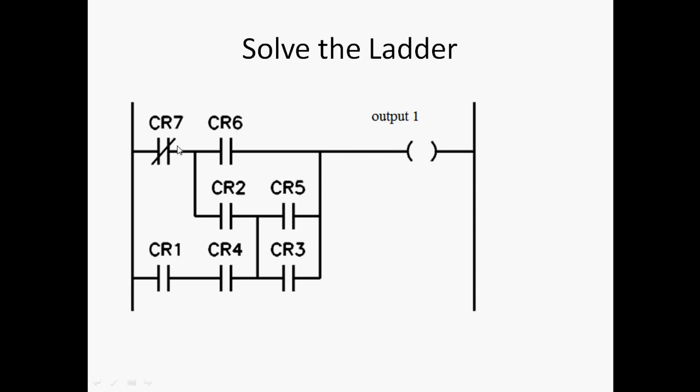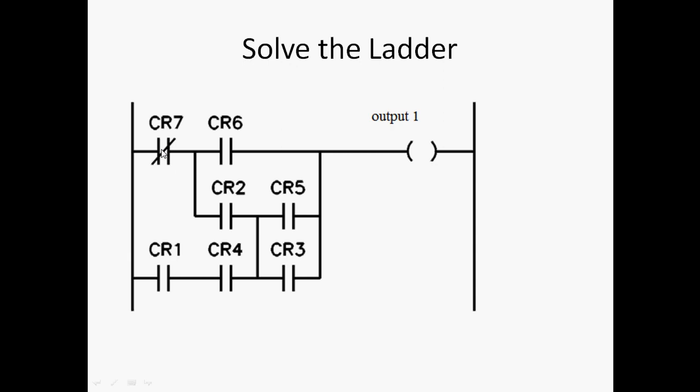So this is one method: CR7, CR6 and output 1. Likewise you can generate pathways. In case CR7 is off, CR6 is on, output 1 is on. Then CR7 is off, CR2 is on, CR5 is on, then output 1 is on. So the second condition is satisfied: CR7 off, CR2 on, CR5 on, output 1 on.